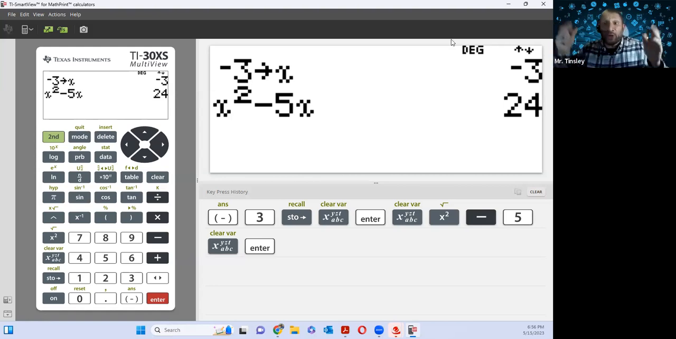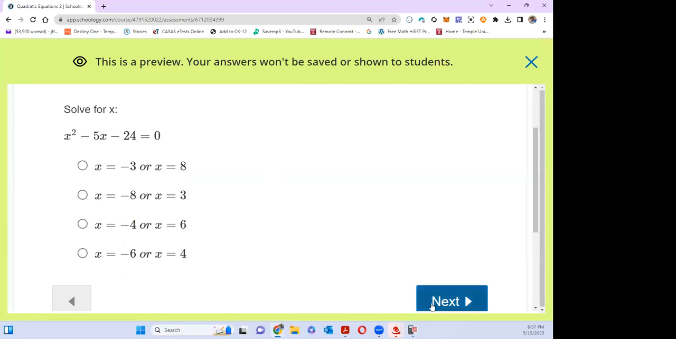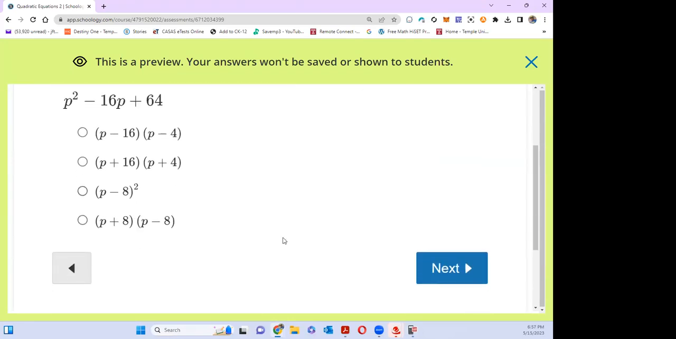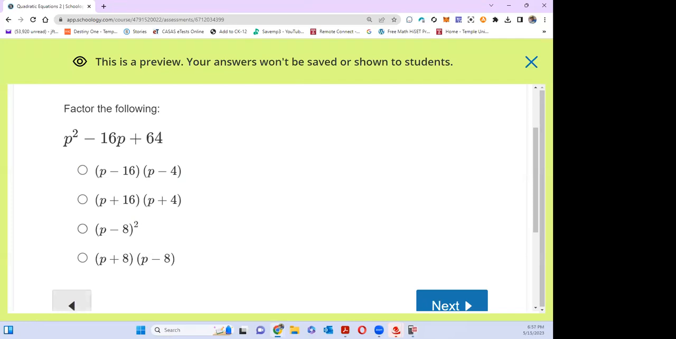I don't care if it's a volume problem. I don't care if it's an area problem. If they give you the answers and you know the formula, you can plug it in. Boom. So that was A. Boom. Let's try another one. Okay. Look at that.